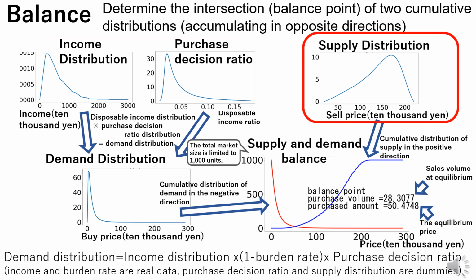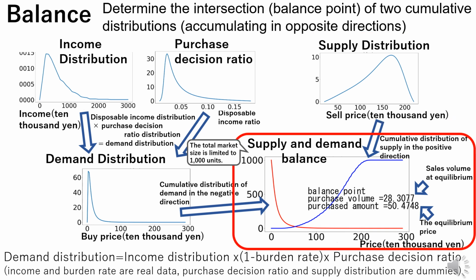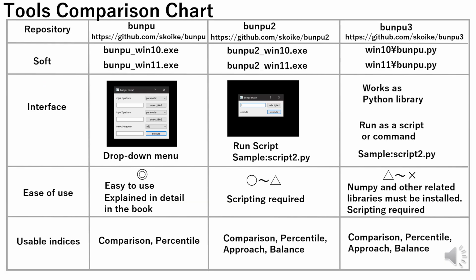The supply distribution can be found from the distribution of production costs, labor costs, etc., but here I will assume that the distribution is upward sloping to the right. In reality, it may be downward sloping. The cumulative distribution obtained by cumulating this demand distribution and supply distribution in the negative and positive directions respectively is the distribution that gives the supply and demand balance. In the tool, this can be found using the bungpo_balance function in the bungpo2 sample script.